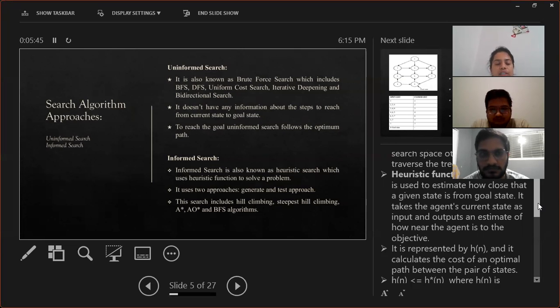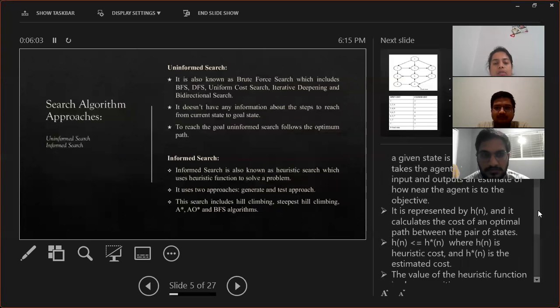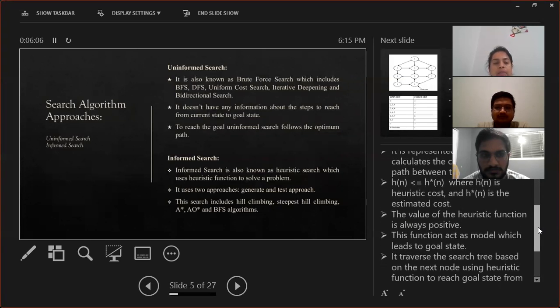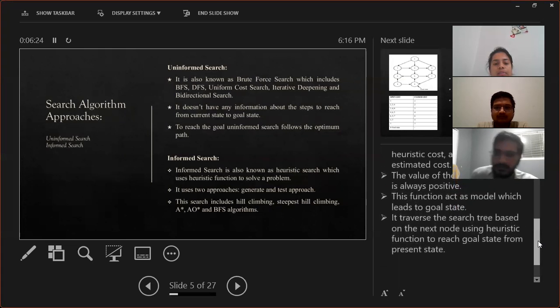What exactly is the heuristic function? This function is used to estimate how close a given state is to the goal state. It takes the agent's current state as input and outputs an estimate of how near the agent is to the objective. It is represented with h of n, and it calculates the cost of an optimal path between pairs of states. Here we can see the equation, where h of n is the heuristic cost and h star of n is the estimated cost. This function acts as a model which leads to the goal state, traversing the search tree based on the next node to reach the goal state from the present state.